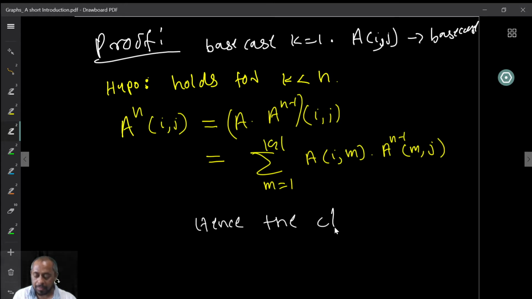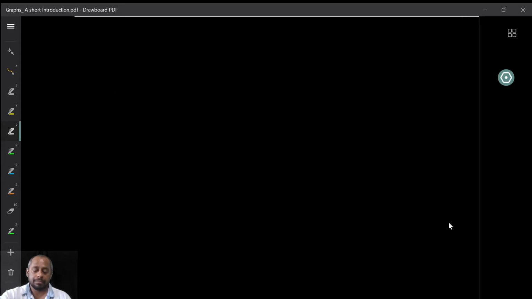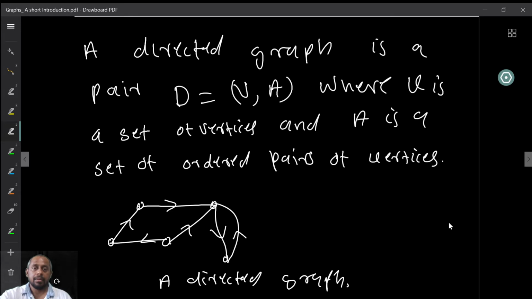The claim holds, right? Okay. Now we define another related notion. So this is called a directed graph.